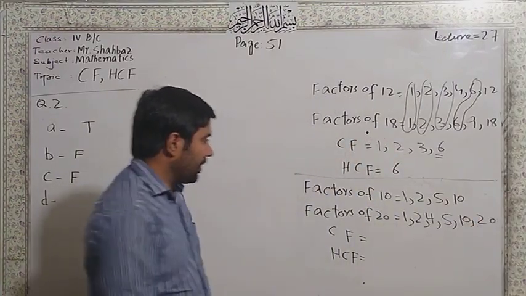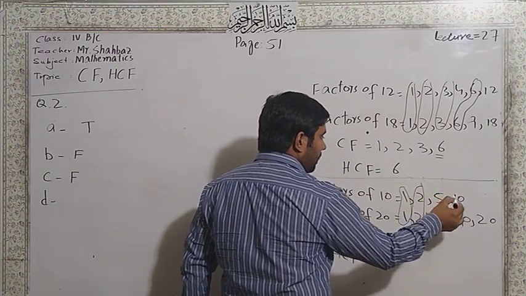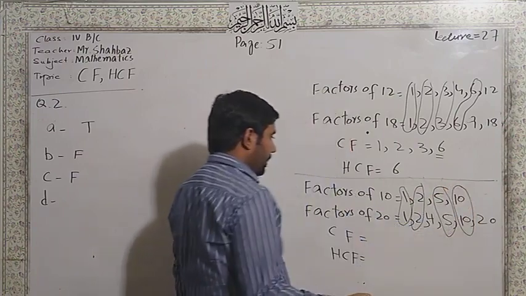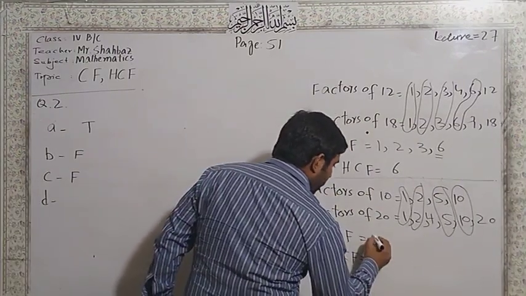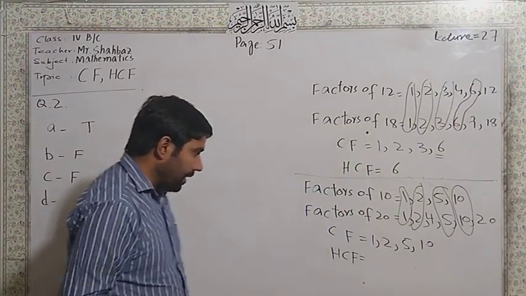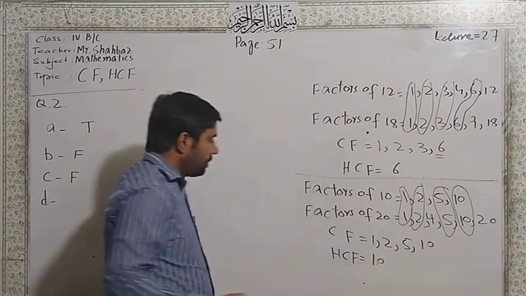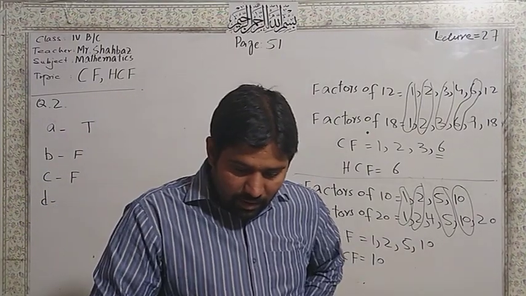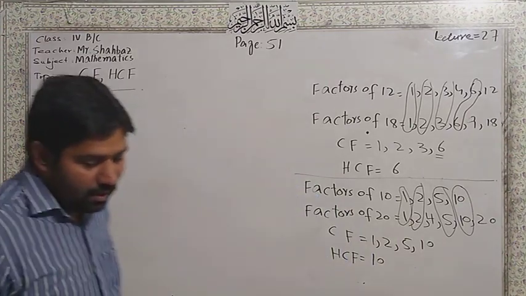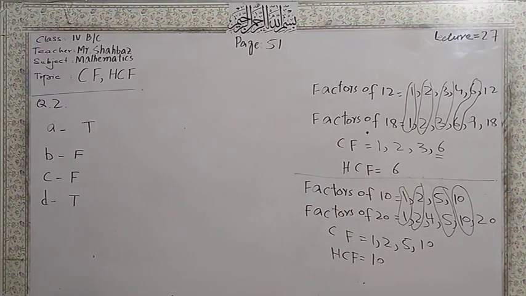First of all we write the common factors: 1, 2, 5 and 10. The highest common factor is this one. The highest, greatest number is 10. So this is our answer. In the statement, he said the highest common factor of 10 and 20 is 10. It means it's true. This is true.